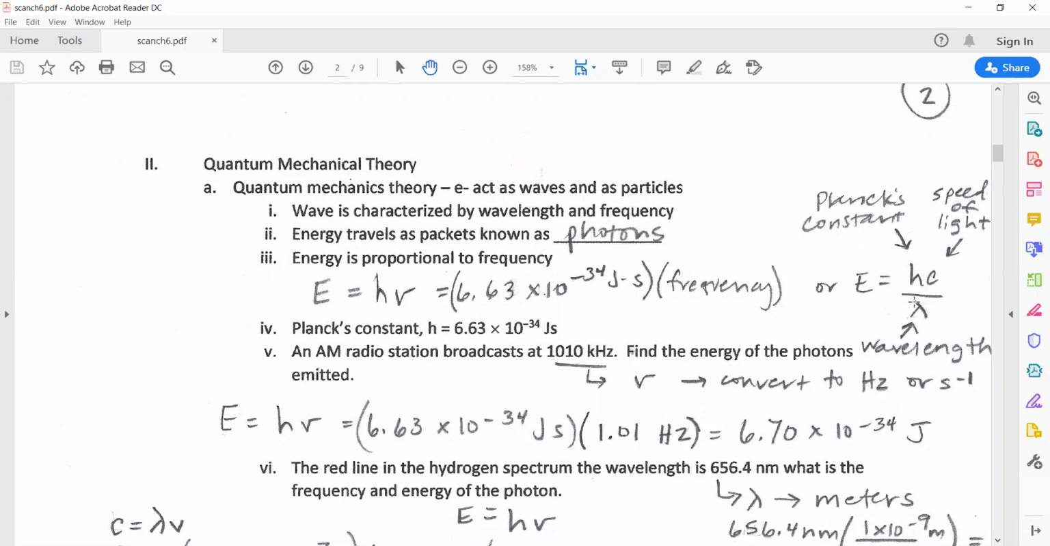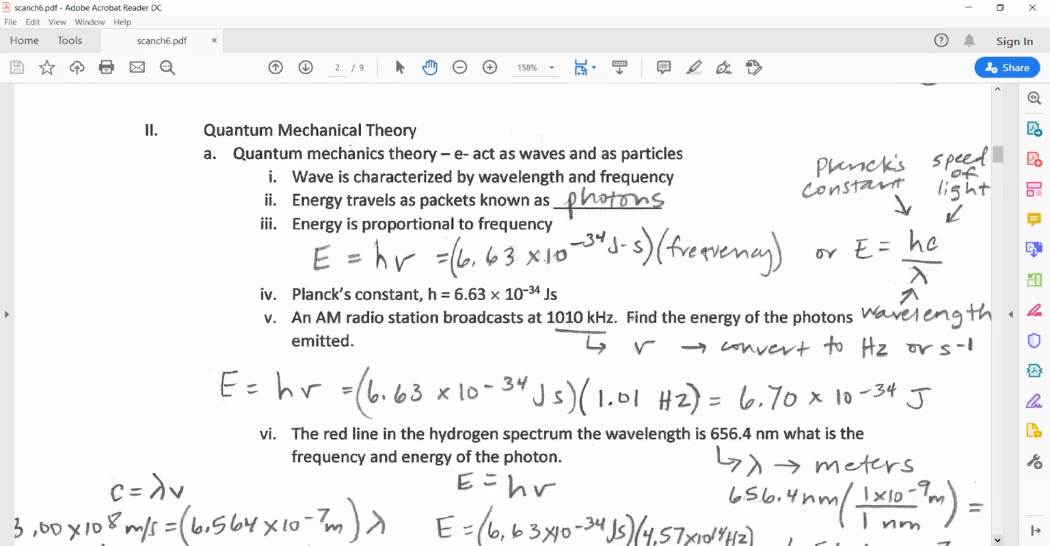Once again, we have to be really careful with units because of our constants, and because energy is in joules. So frequency will need to be in hertz or seconds minus 1. And wavelength again will need to be in meters.